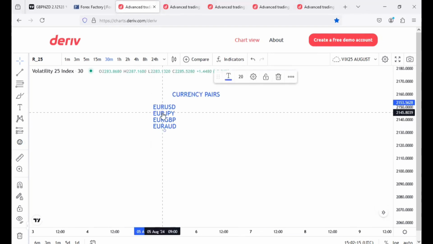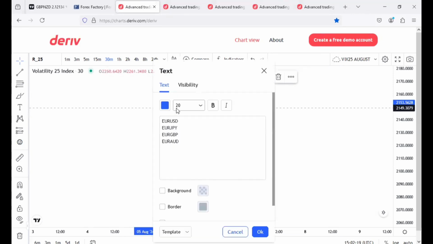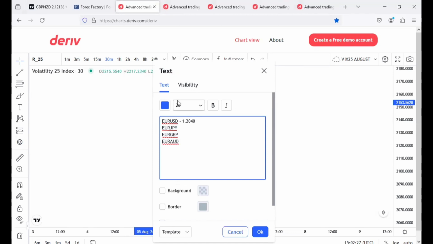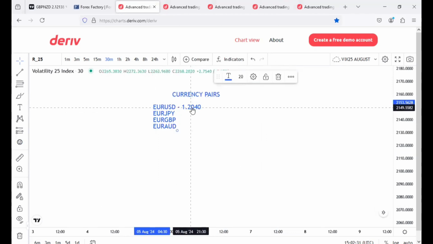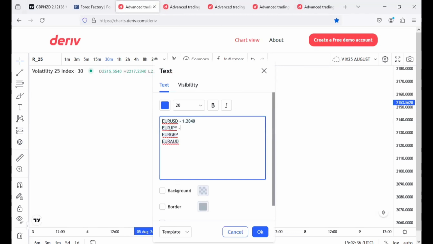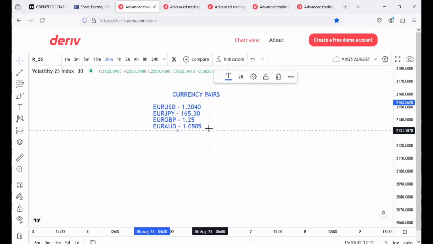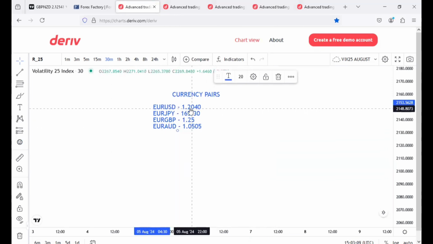So this simply means that if Euro USD is trading at, let's say, 1.2040, I'll explain very well. Let's say you are seeing something like this. So I'll be explaining to you in detail. This simply means that for you to buy 1 euro, you need $1.2040 to buy 1 euro.